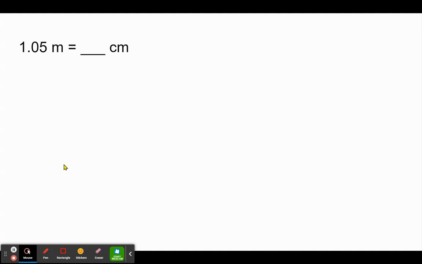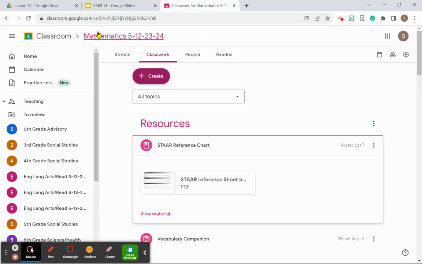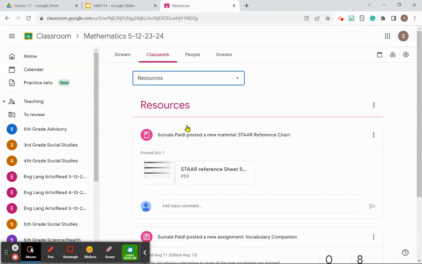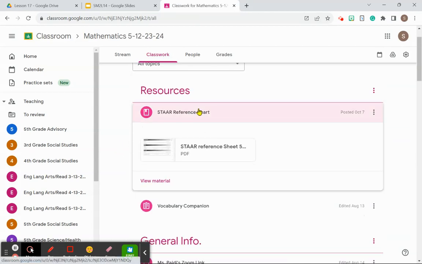Now we're going to take a look at this problem over here. So we have 1.05 meters is equal to how many centimeters? Before we dive into this problem, we are going to use our STAR reference chart, and we can find that by going to our Google Classroom and going to classwork. And right here, you'll see something that says resources. They might not always be highlighted. Ooh, let me go to all. This is what you should see. And you're going to click on STAR reference chart.